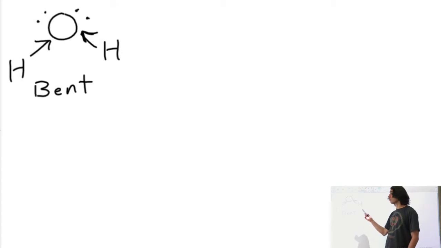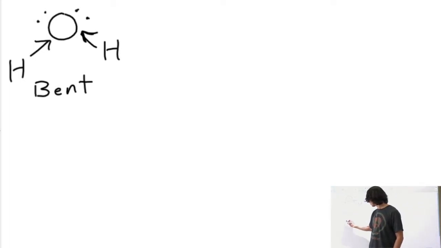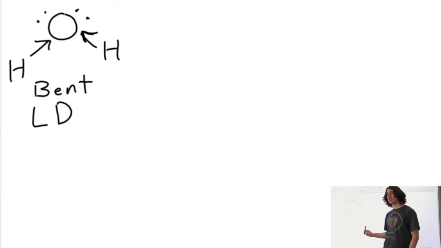So what type of intermolecular forces can go on with water? We'll start with the most basic ones. London dispersion essentially occurs in anything that has an electron cloud, because you can always induce a dipole in an electron cloud. Anything that is polarizable can have an induced dipole. So almost every molecule is going to have London dispersion.